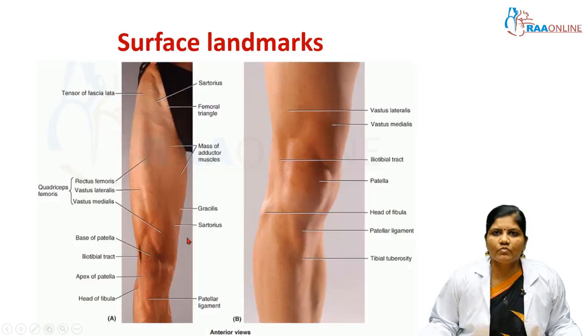Let's see the surface landmarks present in the front of thigh. Here you can appreciate the projections or surface elevations produced by the muscles. This one is produced by the sartorius muscle. The surface projection is mainly produced by the quadriceps femoris: near the middle by the rectus femoris, most laterally by the vastus lateralis and medially by the vastus medialis. Here also we can appreciate the surface elevations produced by the muscles.